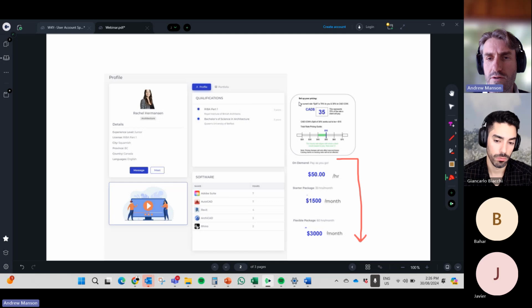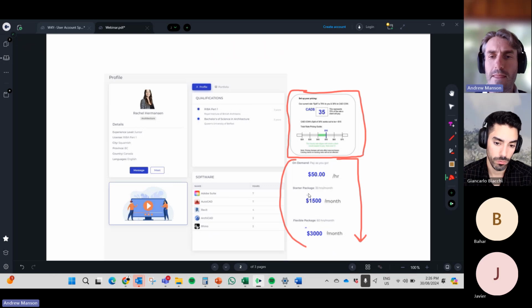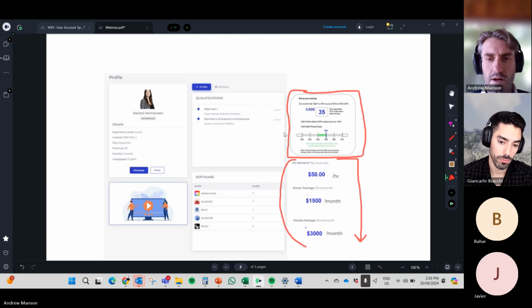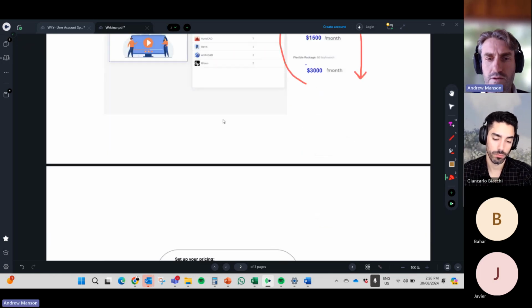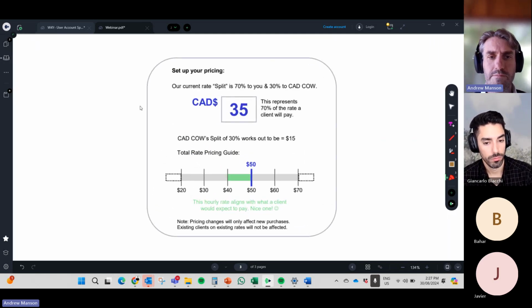What we are looking to do is add potentially a widget like this at the top, and actually also enable you to see these packages on your logged-in profile. So you don't currently see them, only the clients see them. So let me just scroll down to the next page. This is actually a mock-up of the widget. So as you can see, it allows you to set up your pricing.